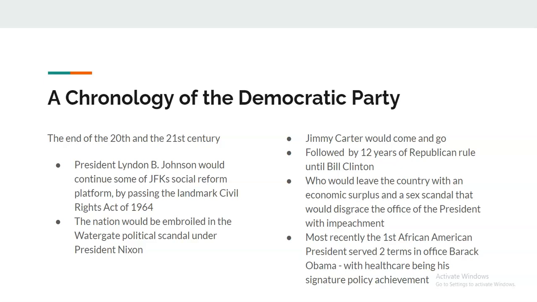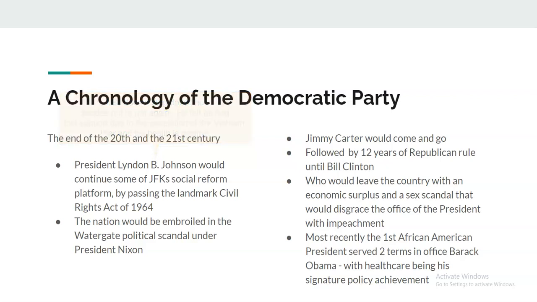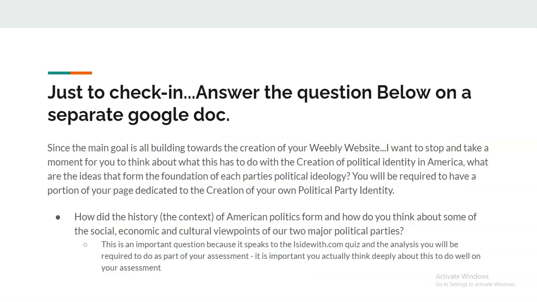The nation would be embroiled later, after LBJ steps down, in the Watergate political scandal under President Nixon. Jimmy Carter comes and goes, followed by 12 years of Republican rule until Bill Clinton, who would leave the country with an economic surplus and a sex scandal that would disgrace the office of the president with impeachment. Most recently, the first African-American president served two terms in office, Barack Obama, with health care being his signature policy achievement. That is, of course, a very quick overview of 20th and 21st century politics.